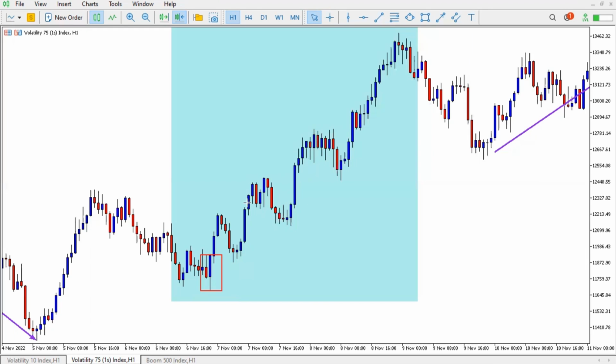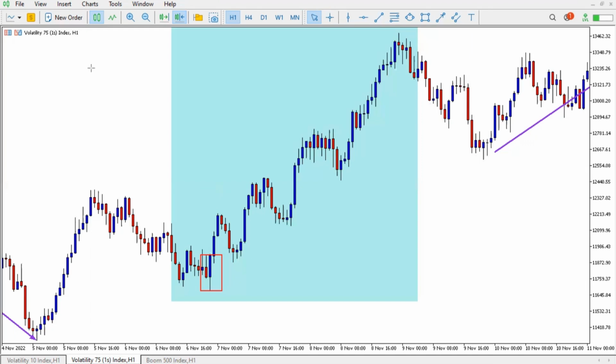And the name some other persons call it is supply and demand. Some also call it order blocks. It's very simple. Once you can learn this, you have learned something that you can use to make money. Remember, we're analyzing a trend inside another trend.